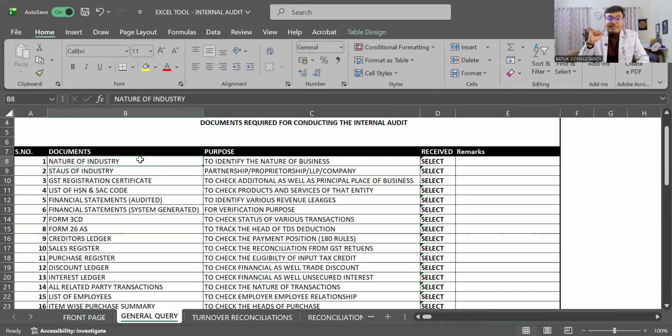The main problem is that the client comes to us for filing the return, we take the data from him, and we are supposed to start the filing of returns.